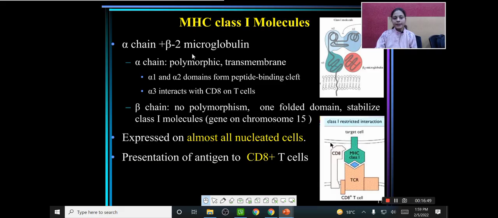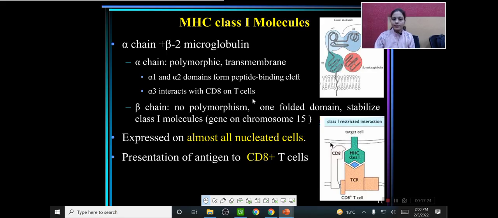Polymorphic means they are present in different forms, right? So the alpha chain is present in different forms like alpha 1, alpha 2, alpha 3. So the alpha chain is polymorphic in nature. Alpha 1 and alpha 2 domains form the peptide binding cleft, and alpha 3 interacts with CD8 on the T cells.